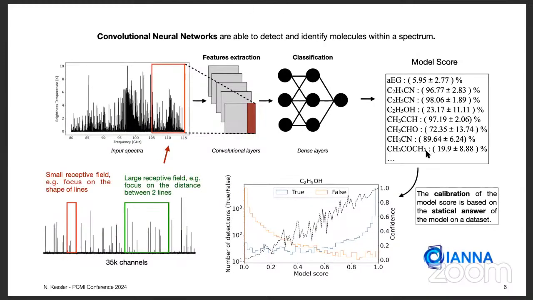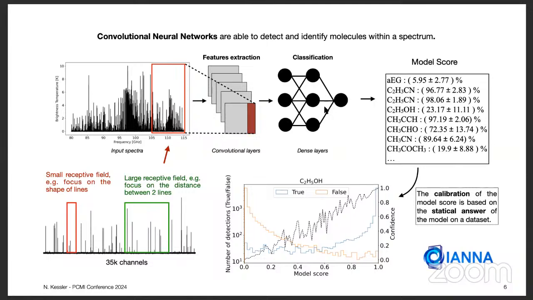This dataset will be learned by an artificial neural network. We made the choice to use a convolutional one because it has convolutional layers that are able to extract information from the input data. Depending on their composition, they define what we call a receptive field, so it can target small or large scale features. These features are then given to dense layers that will decide how to classify the spectra depending on these extracted features. When the neural network is trained, we obtain a model.